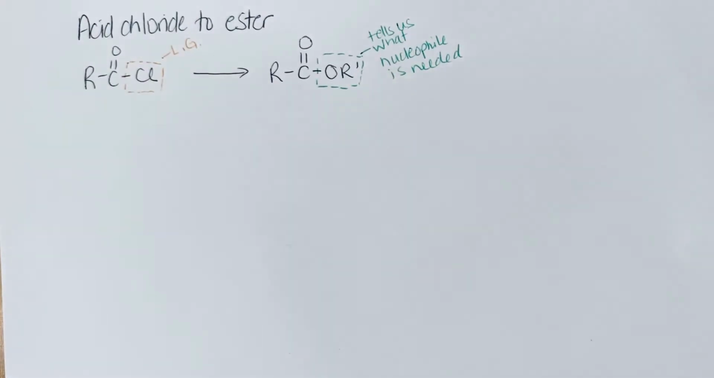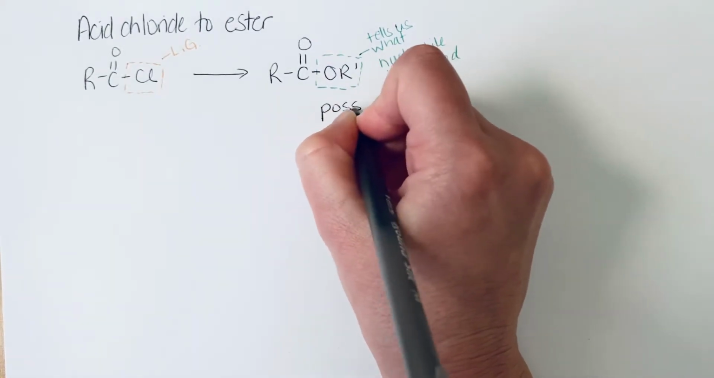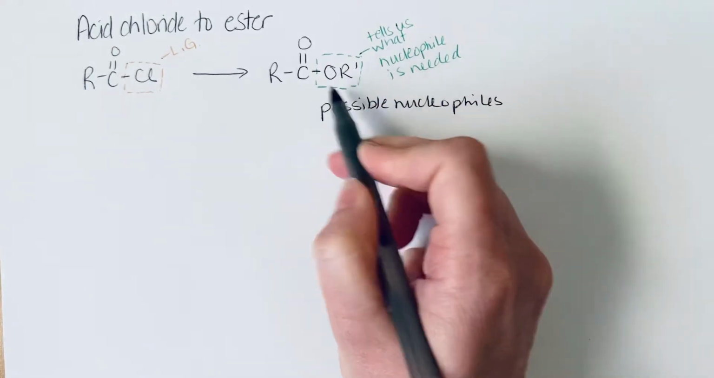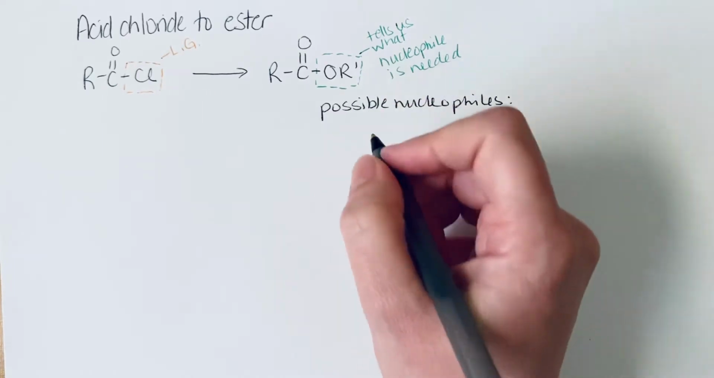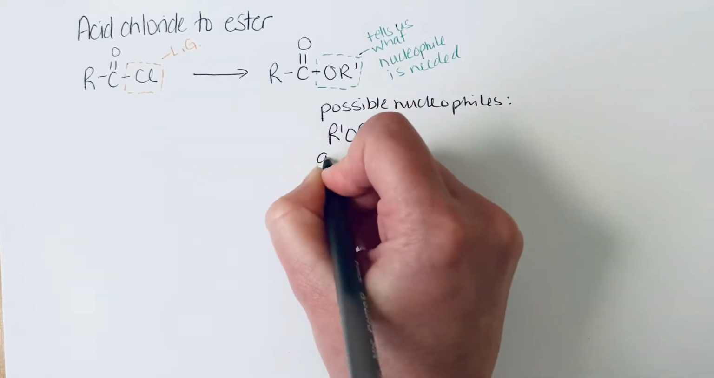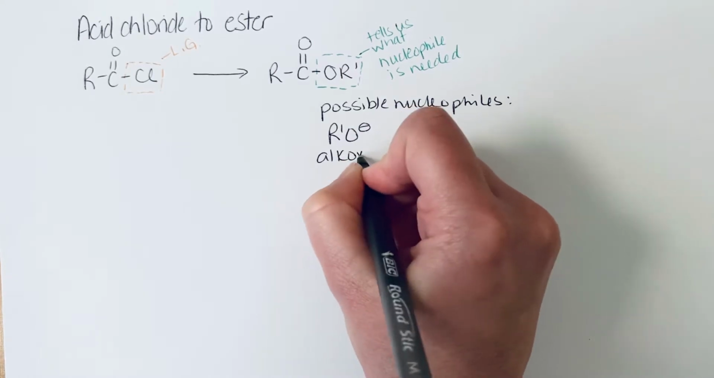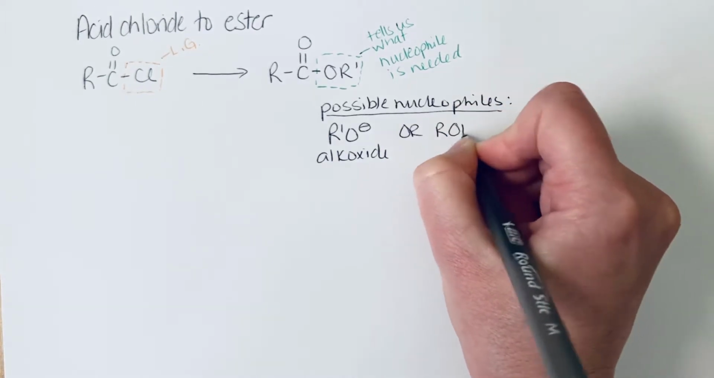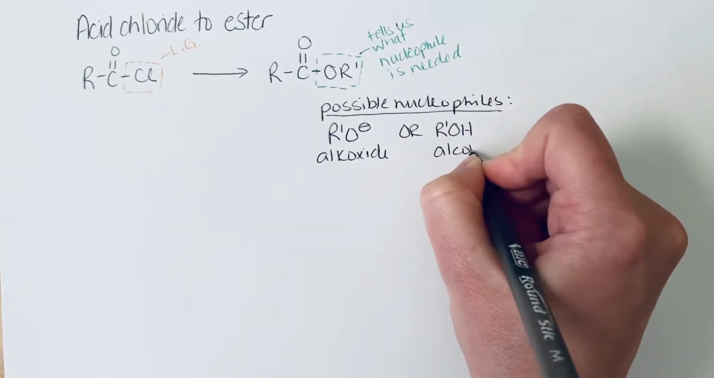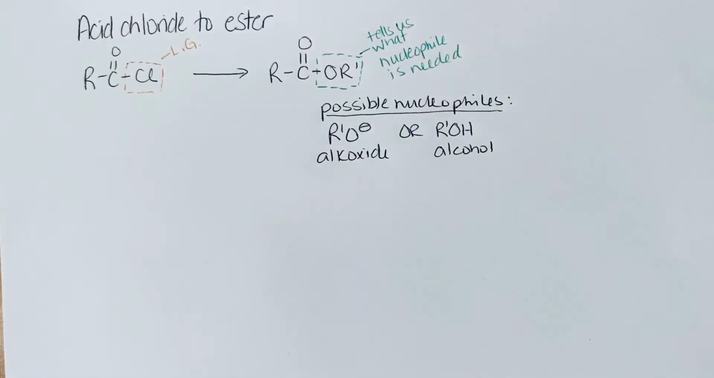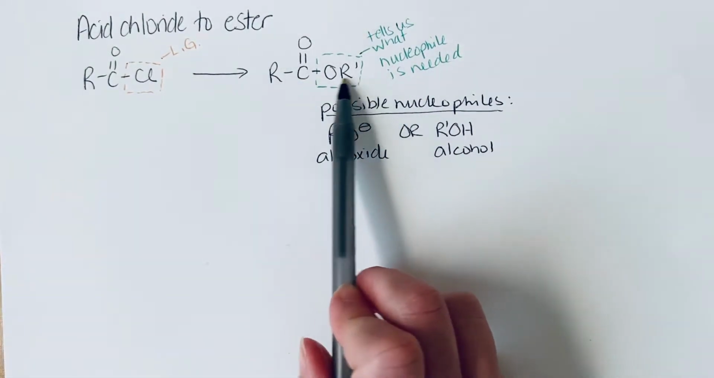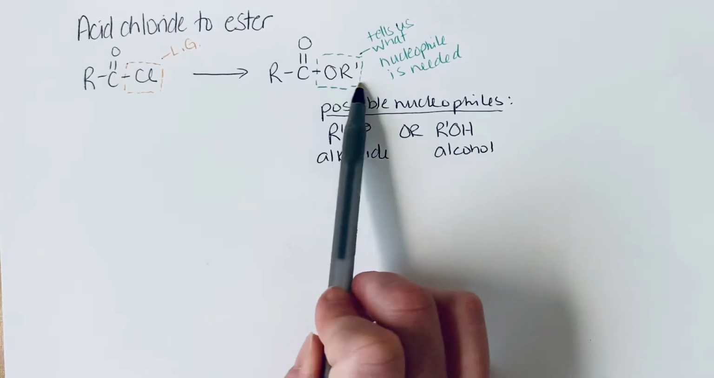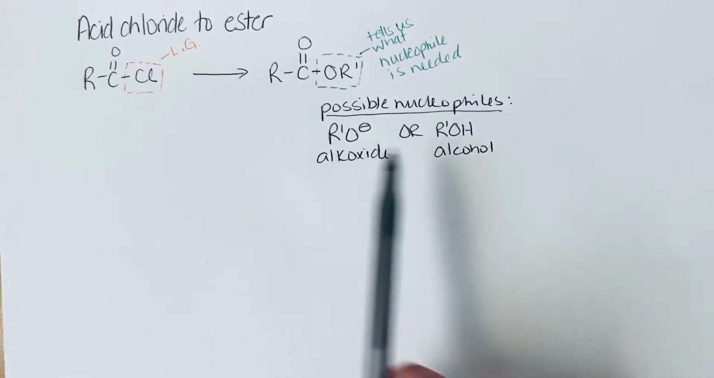So when you're making an ester, your possible nucleophiles need to look like what you're adding. You could possibly add that as the alkoxide, or you could add that as the neutral alcohol. Which alkoxide or which alcohol you choose completely depends on what you're trying to make. If you're trying to make a methyl ester, you would need methoxide or methanol. If you're trying to make an ethyl ester, it would be ethoxide or ethanol.